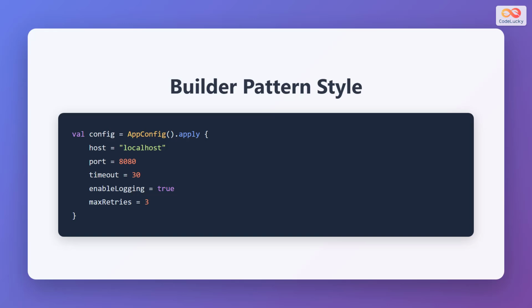Apply shines when you need to configure objects with multiple properties, similar to the builder pattern. In this example, we're creating an app config object and using apply to set 5 different properties: host, port, timeout, enable logging, and max retries. This creates a builder-like syntax without needing to write any boilerplate builder code. The configuration is clear, concise, and easy to read.